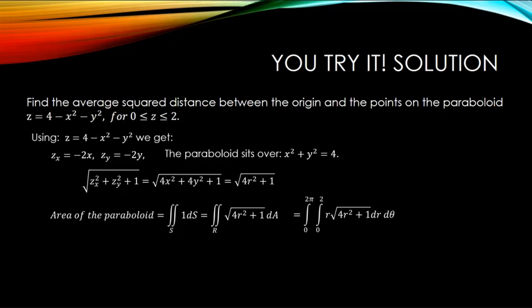Computing the inner integral and plugging it into my outer integral gives me an outer integral from 0 to 2 pi of the quantity 17 times the square root of 17 minus 1 over 4 d theta. I complete that integration and I find that the area of my paraboloid is given by the quantity 17 times the square root of 17 minus 1 times pi divided by 2.